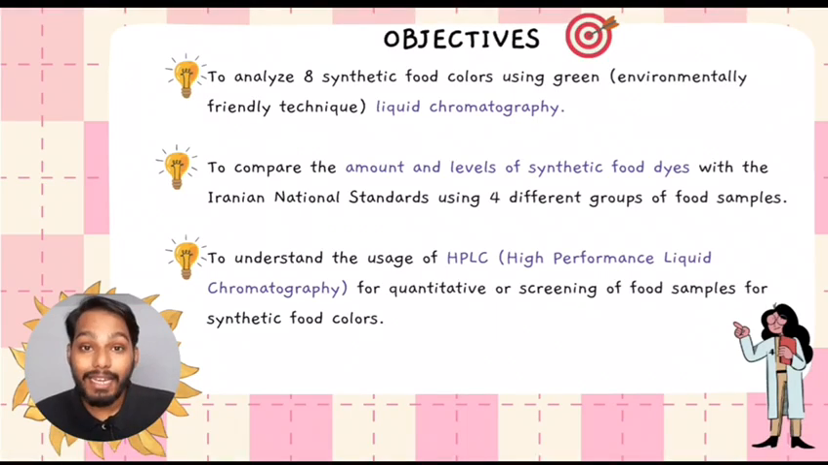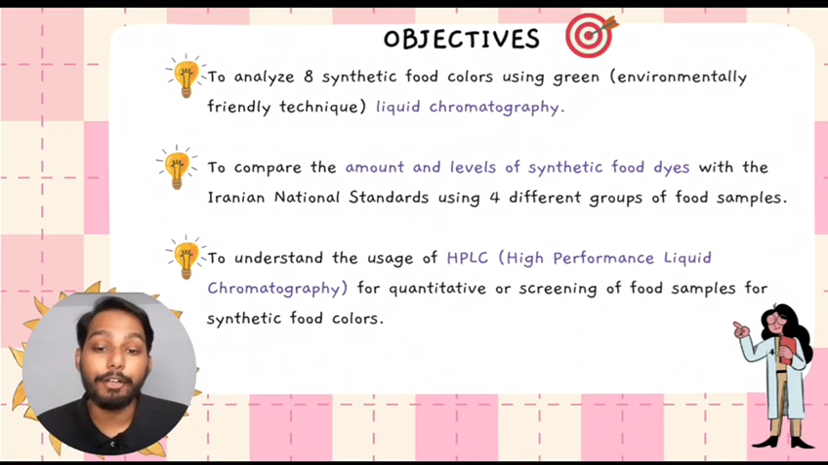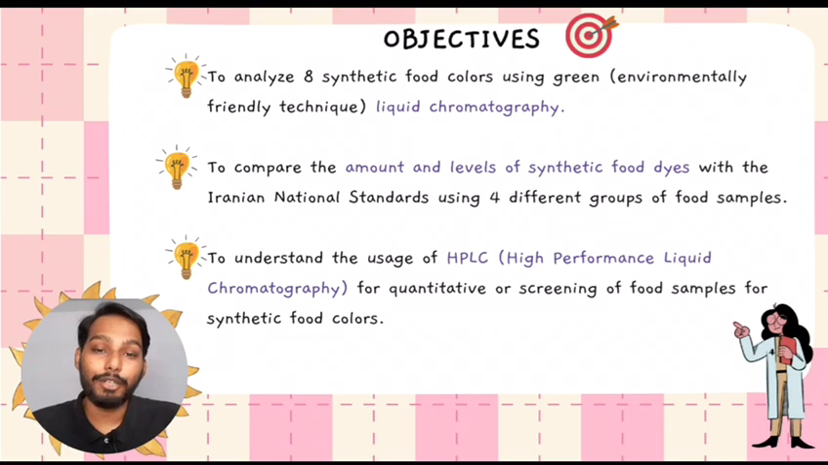Now I will be explaining the objectives of our assignment. Objective number 1 is to analyze 8 synthetic food colors using green liquid chromatography, which is an environmentally friendly technique. Objective number 2 is to compare the amount and level of food dyes with the Iranian national standard using 4 different groups of food samples. Last but not least, objective number 3 is to understand the usage of HPLC for quantitative analysis or screening of food samples for synthetic food colors.